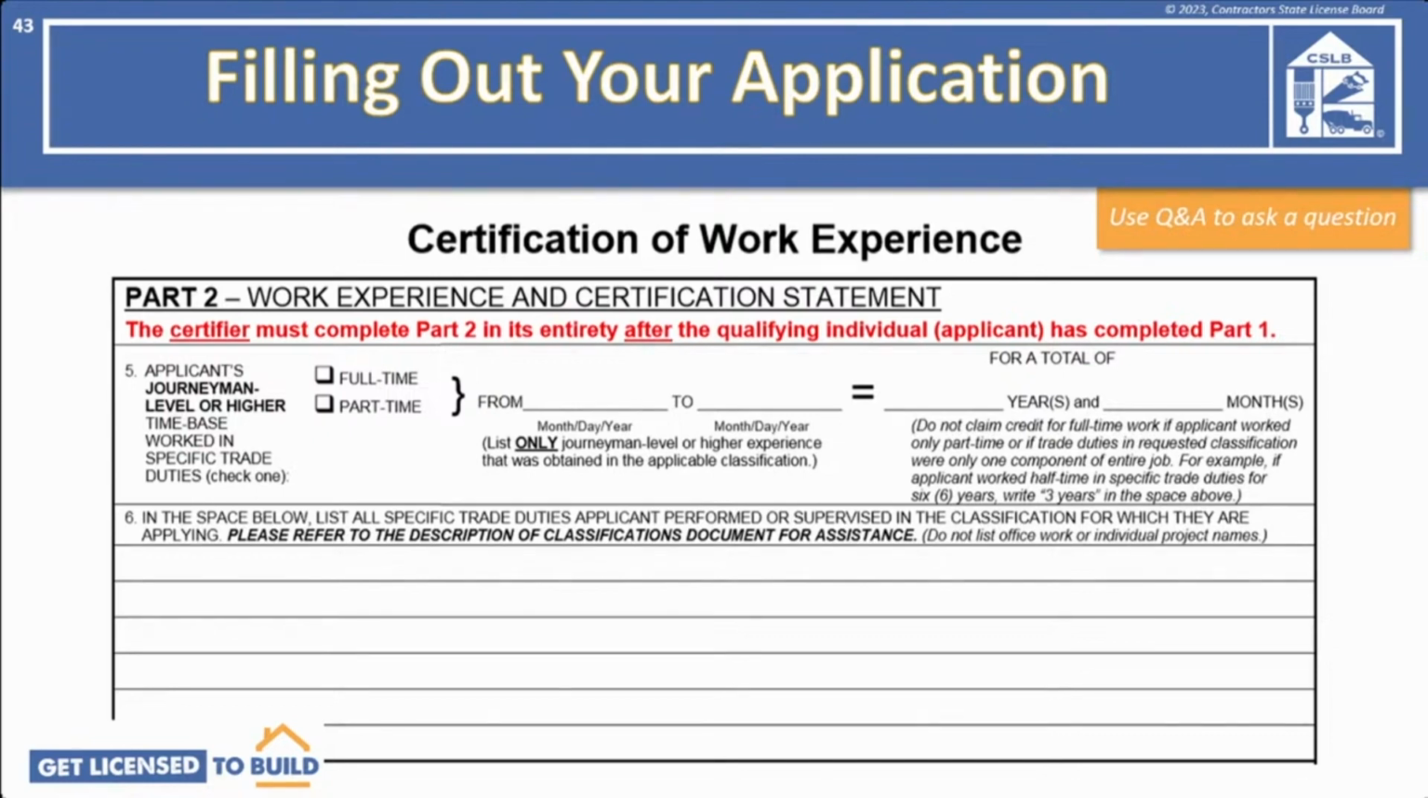On line 6, your certifier will need to list the duties that you performed or supervised that are considered critical for the classification that you're applying for. You can read a description of critical duties in the CSLB Description of Classifications booklet available on our website. Do not copy and paste the description from the booklet. This is only to give you an idea of what CSLB considers critical duties for each classification. Your certifier should complete this section in their own words and be as complete and accurate as possible.